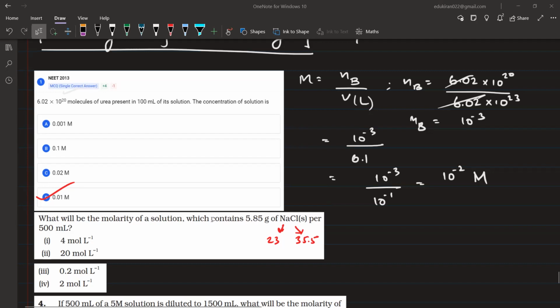Option number na Saif, ठीक है, very good. All of you are getting 0.2 molar. That is the correct answer.